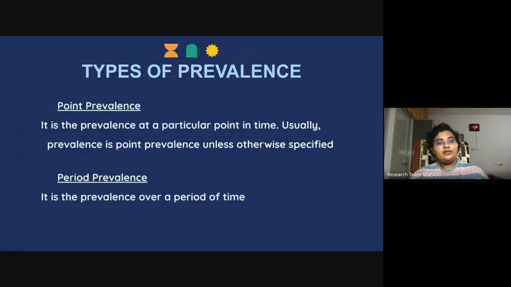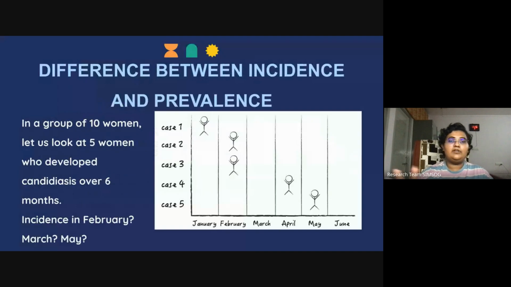So, like I said, prevalence can be point prevalence and period prevalence. Point prevalence is the prevalence of whatever disease we are looking for at a particular point in time. Generally, if they don't specify, they're usually asking for the point prevalence. And period prevalence is the prevalence over a few months or a few years or whatever time period they want. So, all these concepts that we learned, incidence, prevalence, and types of prevalence, let us see them again with the help of a small example.